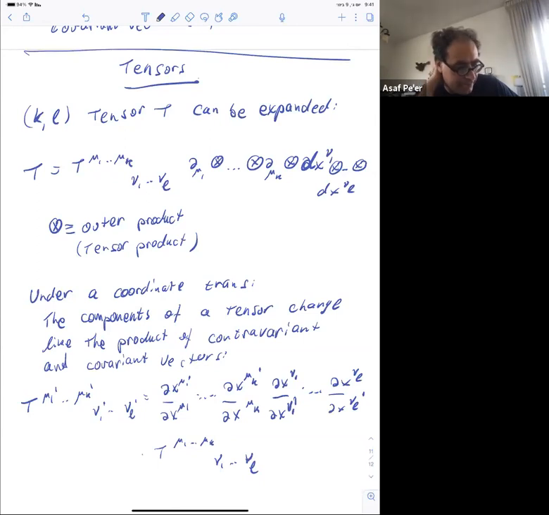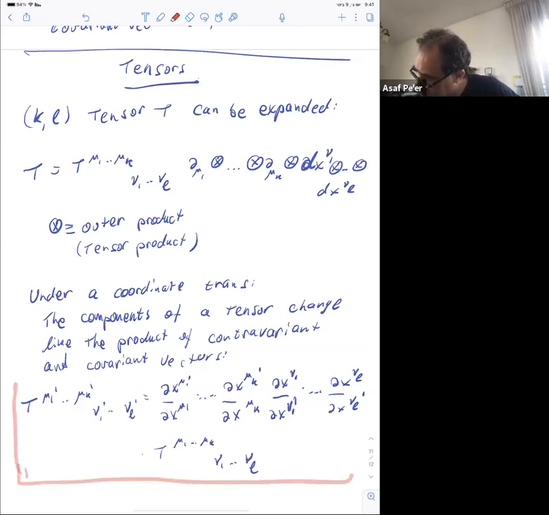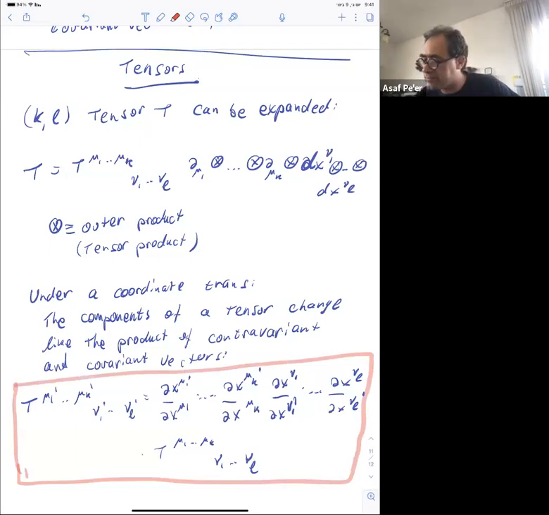You cannot really get it wrong here, because there's nothing else that you can do, pretty much. So this is really what defines the transformation law of the components, but since we're not using the basis anyway, this is the transformation law of tensors.